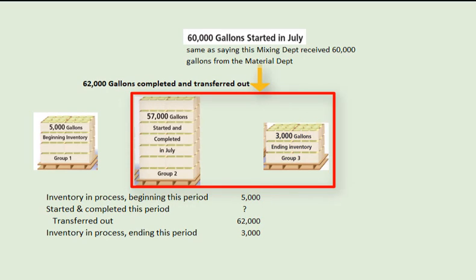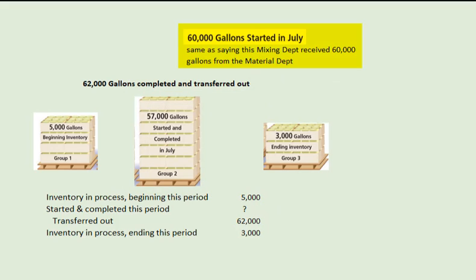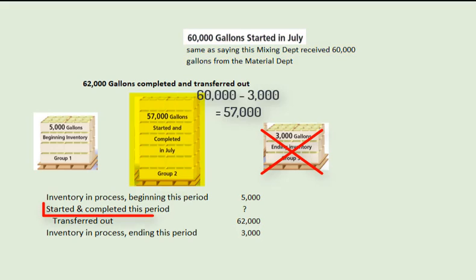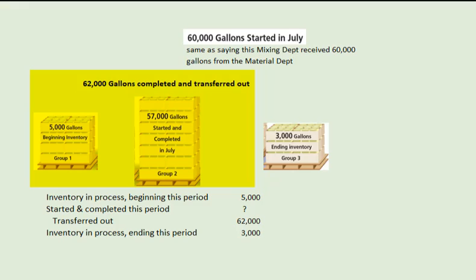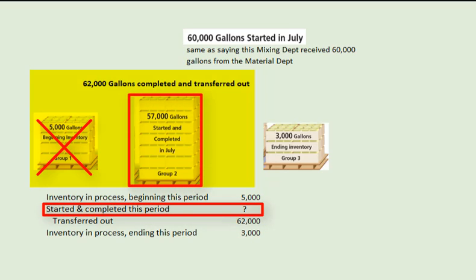Therefore, to get the number of units that was started and completed during the period, we take the total amount of what was started and we subtract the ending inventory work in process, then we would get what was started and completed. Or we can take the balance that was completed and transferred out. Totally completed and transferred out, that's given in the problem, the 62,000 gallons. From that, we take out the 5,000 gallons, that's the beginning work in process inventory. And that gets us the 57,000 gallons started and completed during the period.